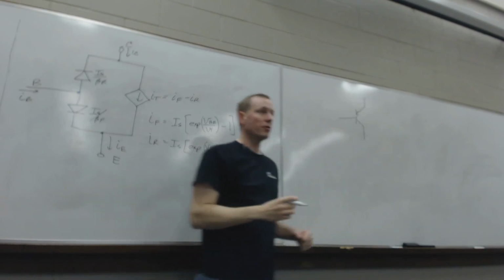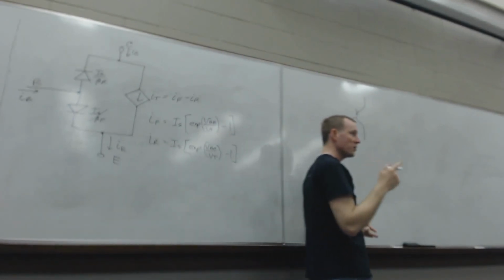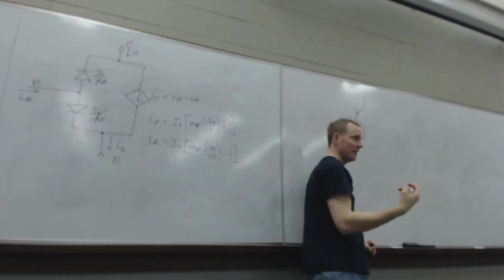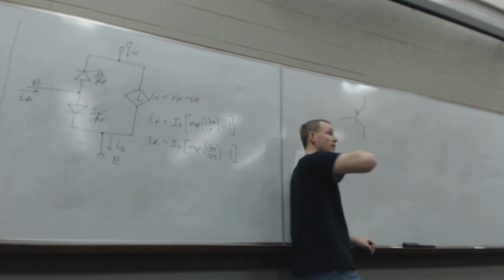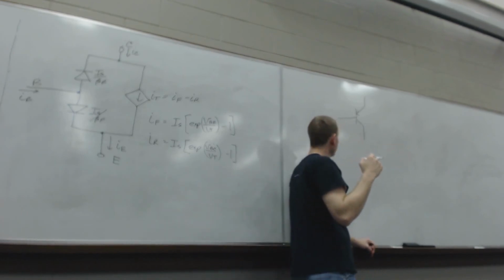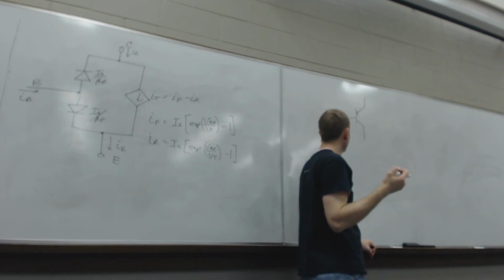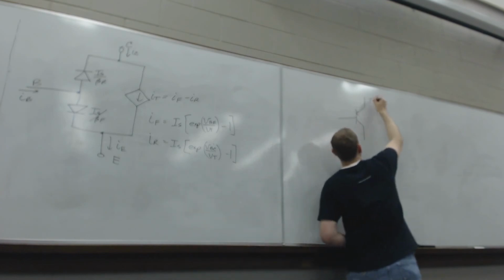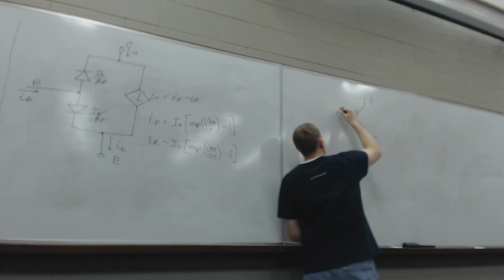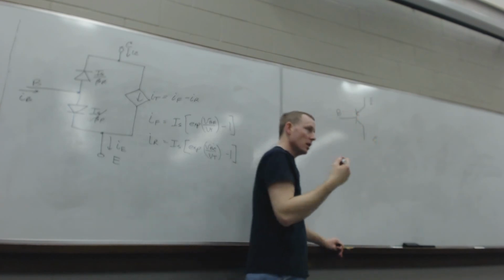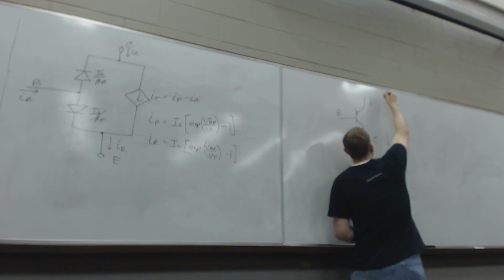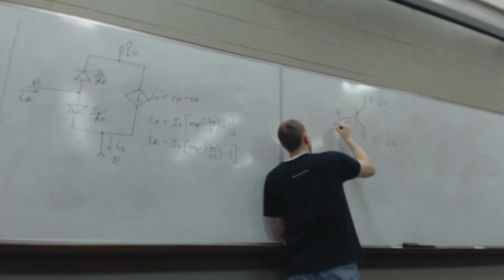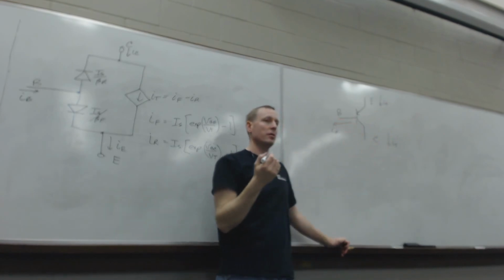So this is a symbol for a PNP transistor. Which terminal is the emitter? The top one. It's emitting holes this time. Right, so E, C, E. The currents are reversed. IC goes out, IE goes in, IB goes out. Follow the arrow.